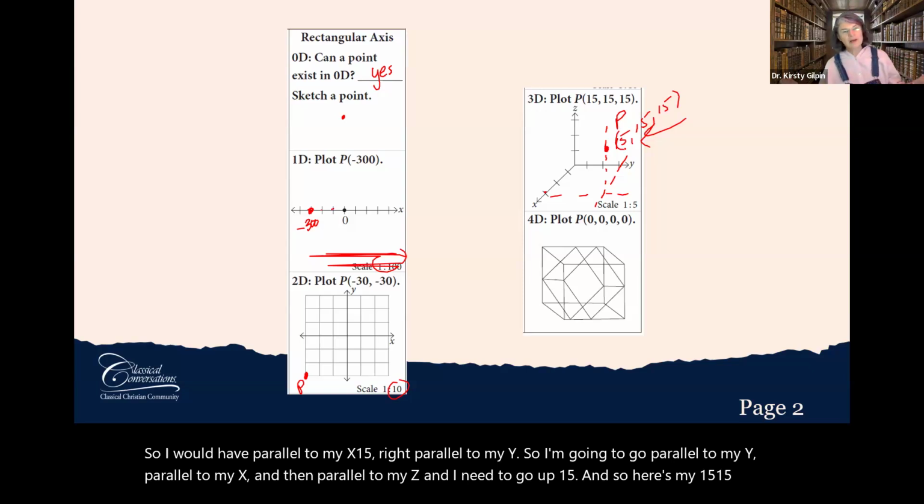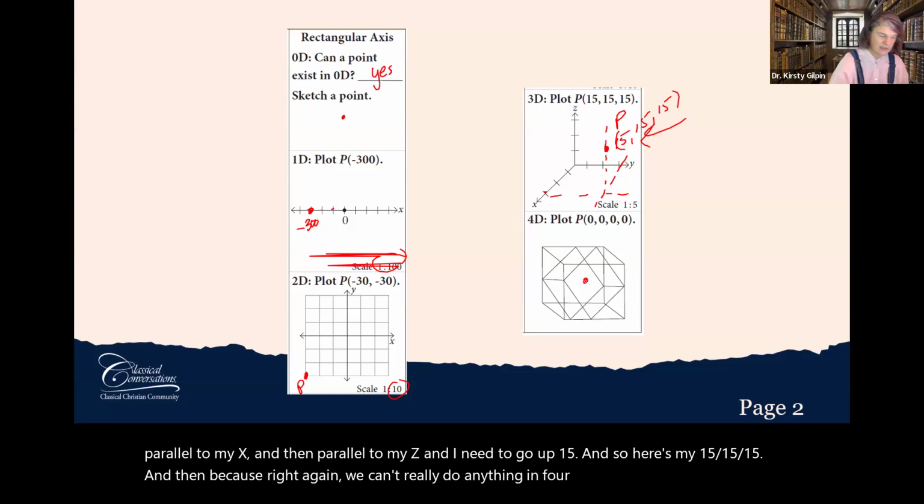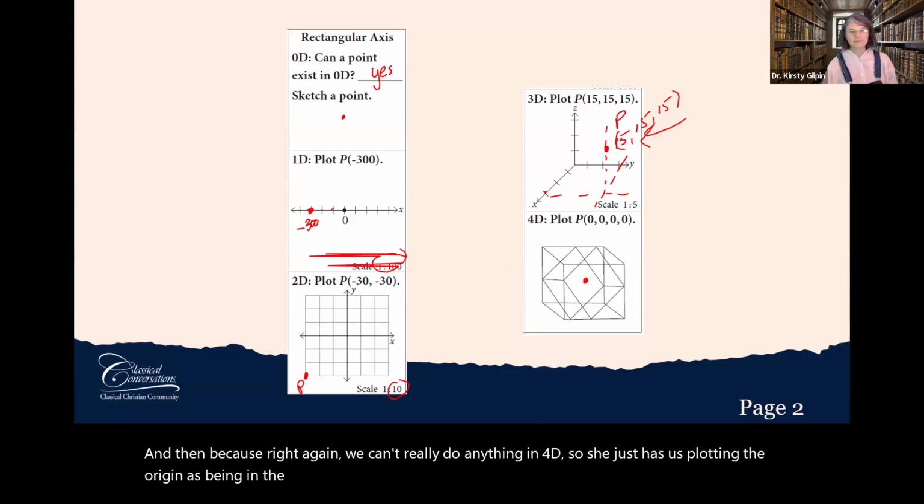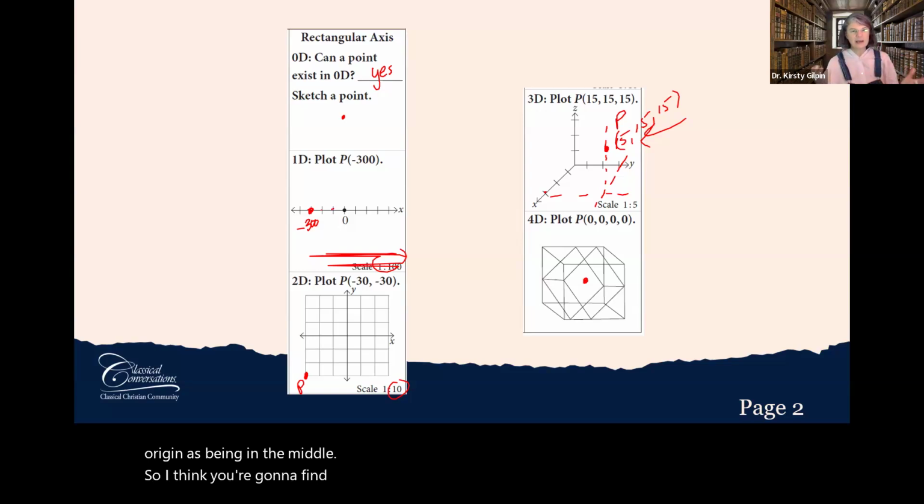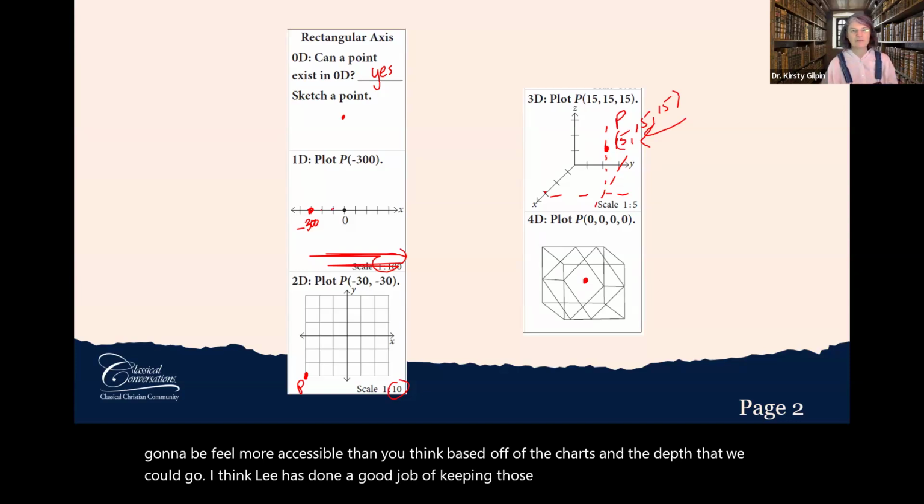And then because, right, again, we can't really do anything in 4D, she just has us plotting the origin as being in the middle. So I think you're going to find that those side pieces, and in fact probably most of the lesson, is going to feel more accessible than you think based off of the charts and the depth that we could go. I think Lee has done a good job of keeping those lesson pages pretty accessible.